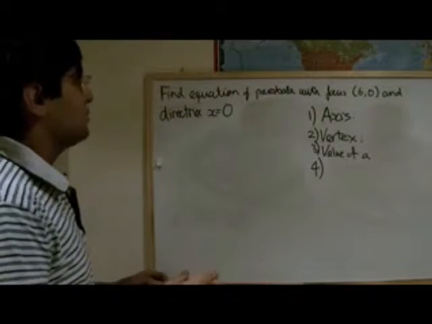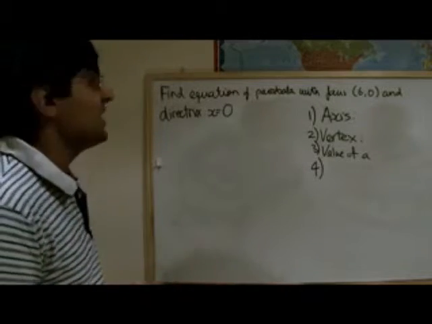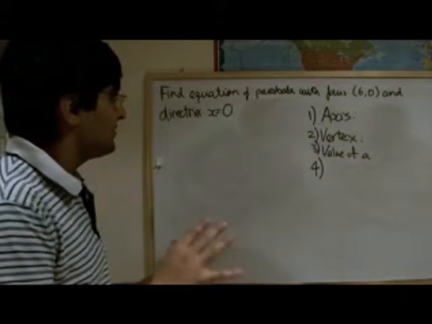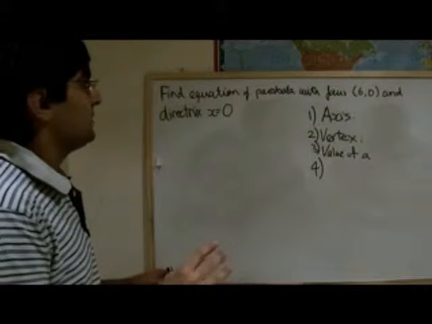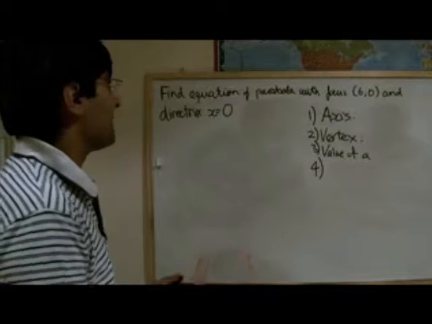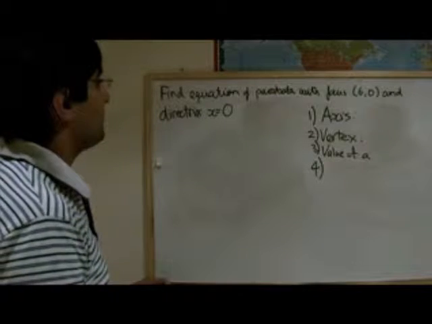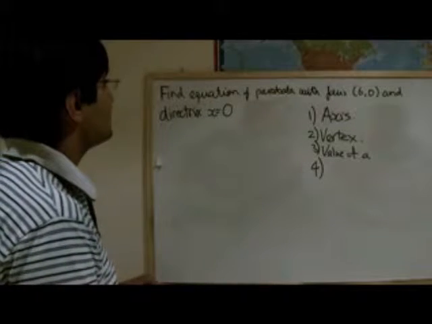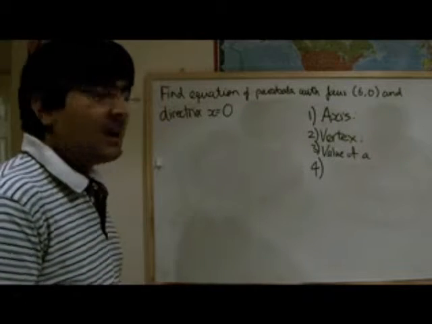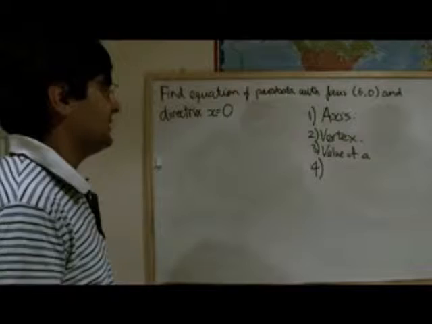In the last few problems, we've been given parabola equations, and then we've been asked to find their characteristics. We're now given a different problem. We have been given a couple of characteristics about a parabola, and we've been asked to find its equation. The question is, find the equation of a parabola with focus at 6, 0 and directrix x equals 0. Now, how do we tackle a problem like this?